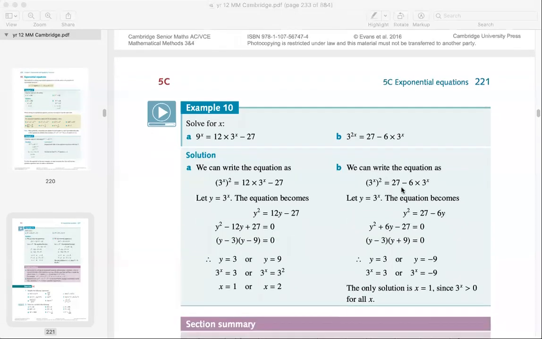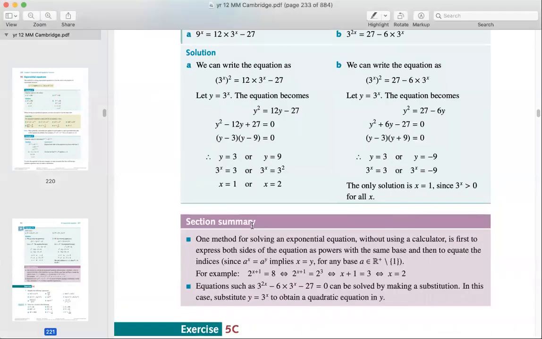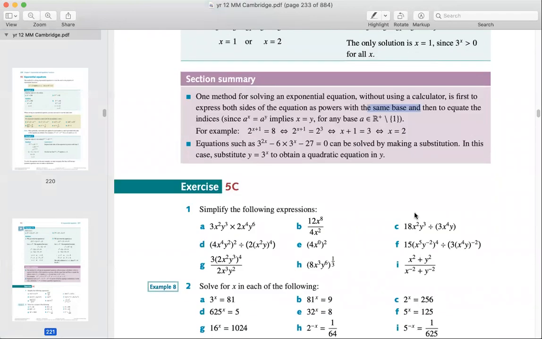Always. And this is the section summary for 5C. Again, we use the substitution method, and our essential first step is to change to the same base. Same base. Okay, and let's look at some questions.